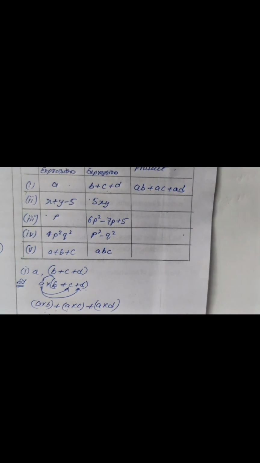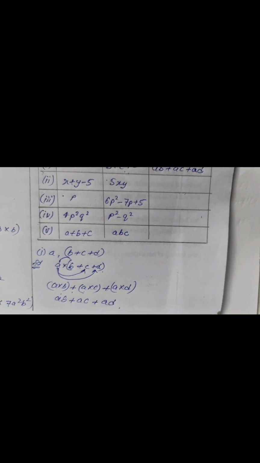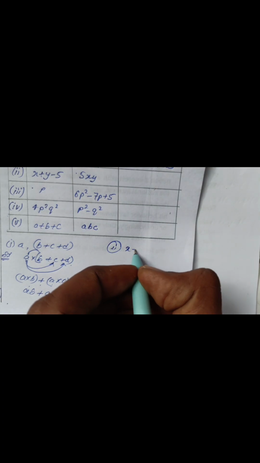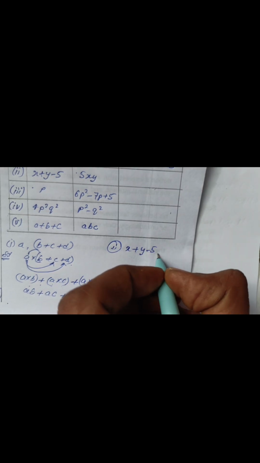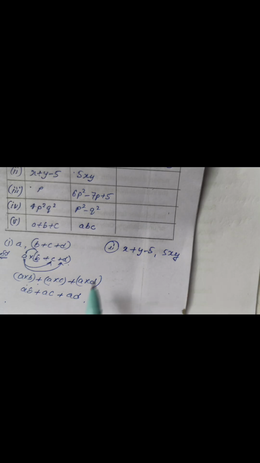Similarly, we can solve the second sum. This is the second one. So let's write x plus y minus 5, or 5xy. So we need to do this. Now let's multiply this.